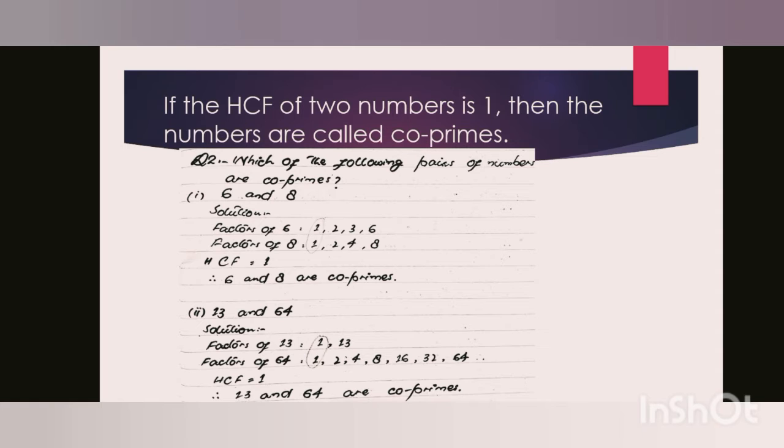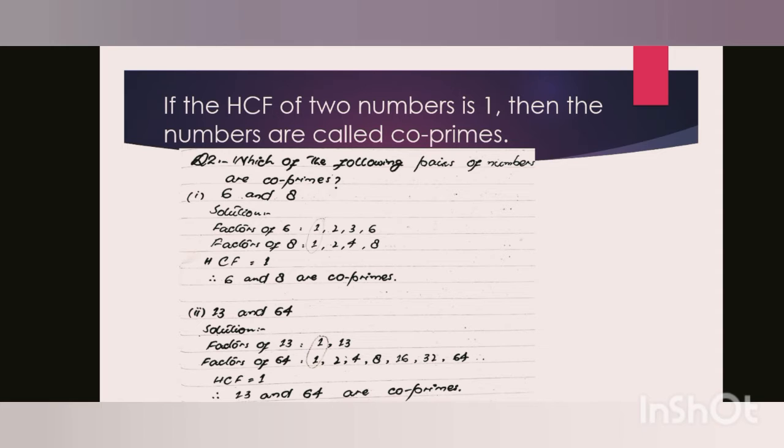See part 1, 6 and 8. First we find the factors of 6. Factors of 6 are 1, 2, 3 and 6. These are the numbers which exactly divide 6. That's why we are referring to them as factors of 6. Now we find the factors of 8 which are 1, 2, 4, 8. Now the factor which is common in both of the numbers is only 1. Therefore definitely the highest common factor is also 1. Because the highest common factor is 1, we can say 6 and 8 are coprimes.